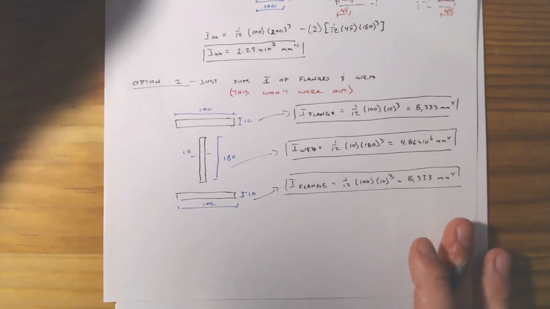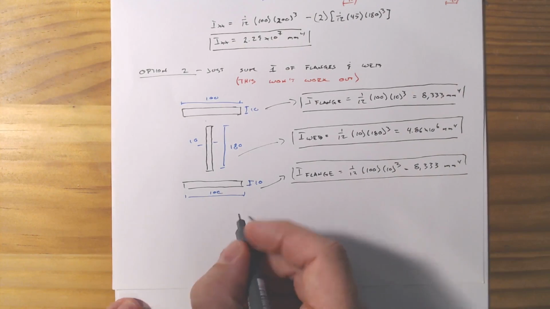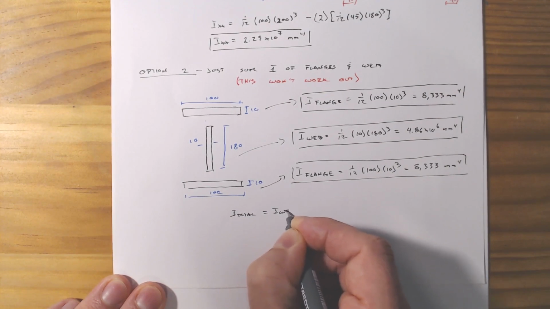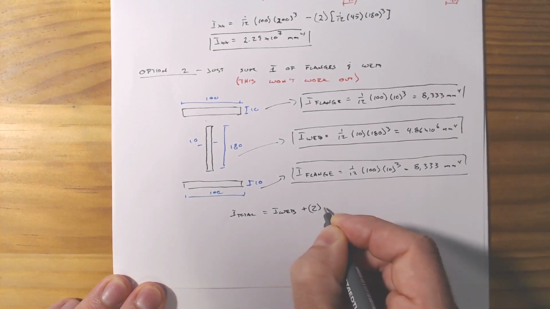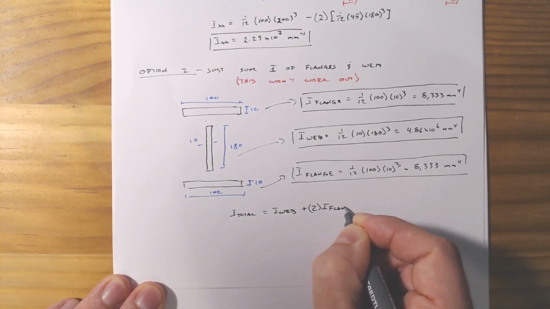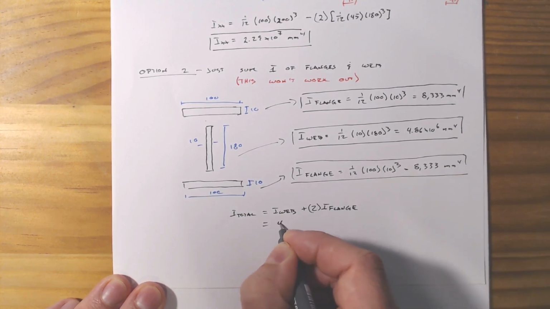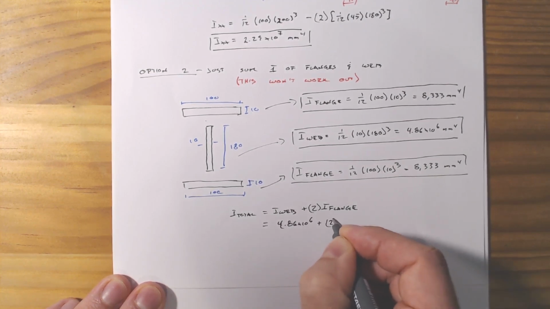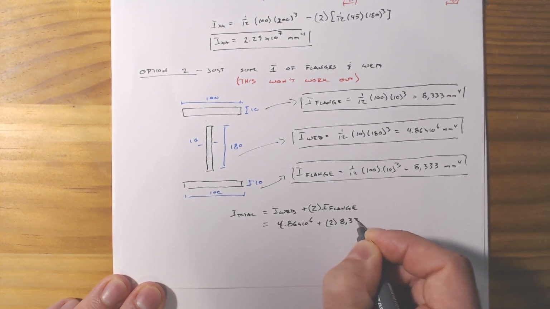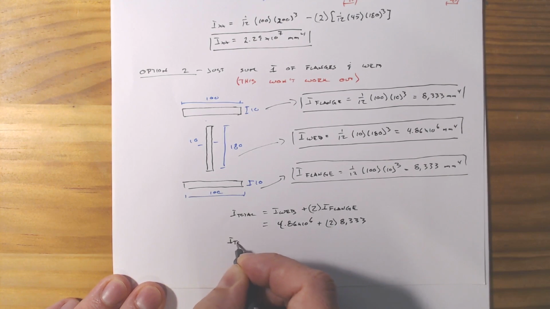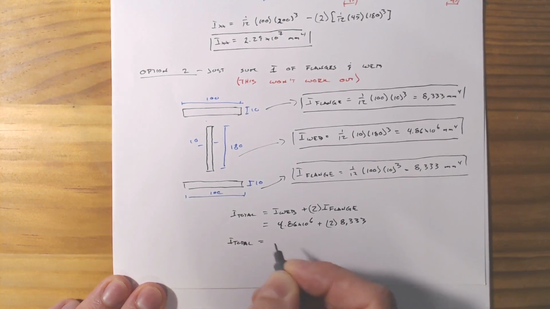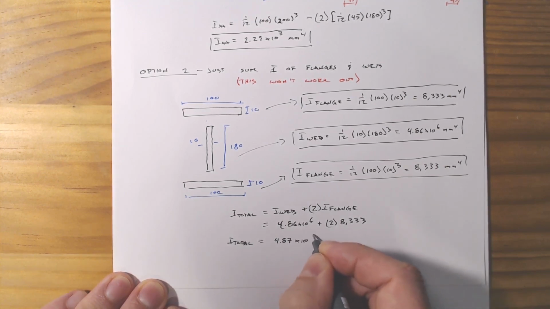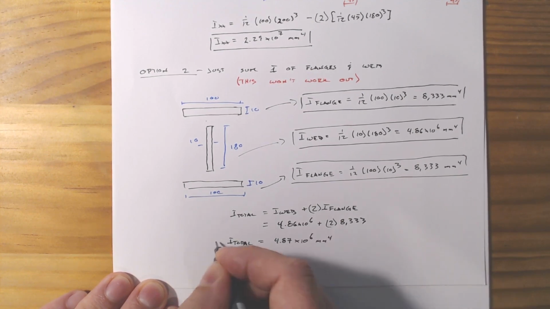So then if we go I total equals I web plus 2 times I flange, that equals 4.86 times 10 to the sixth plus 2 times 8,333. We get I total equals 4.87 times 10 to the 6th millimeters to the 4th.